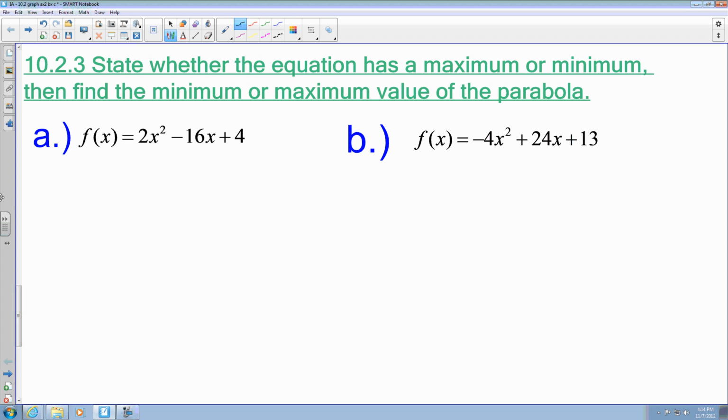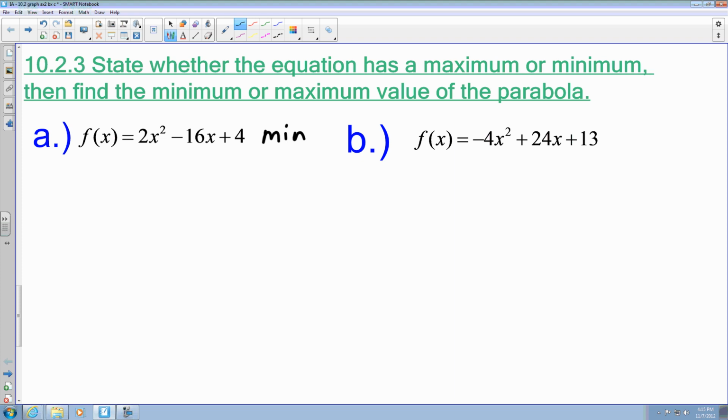These examples are asking to state whether the equation has a minimum or maximum value. Then once we identify that, we must find that minimum or maximum value of the parabola. So let's look at A. A is 2x squared minus 16x plus 4. From what we remember from before, if A is positive, that means it's going in an upward direction, and when it's going in an upward direction, we get a minimum value.